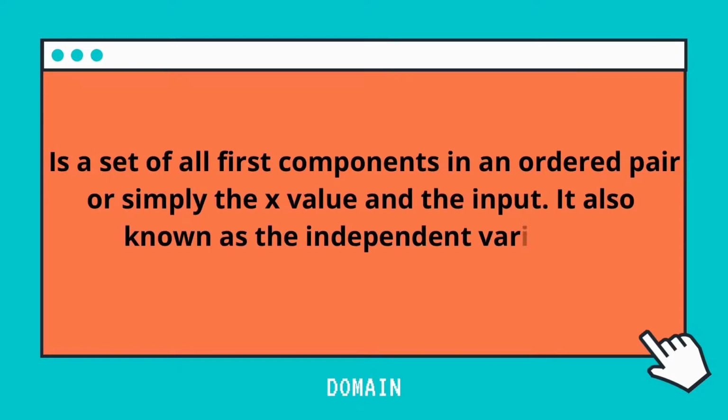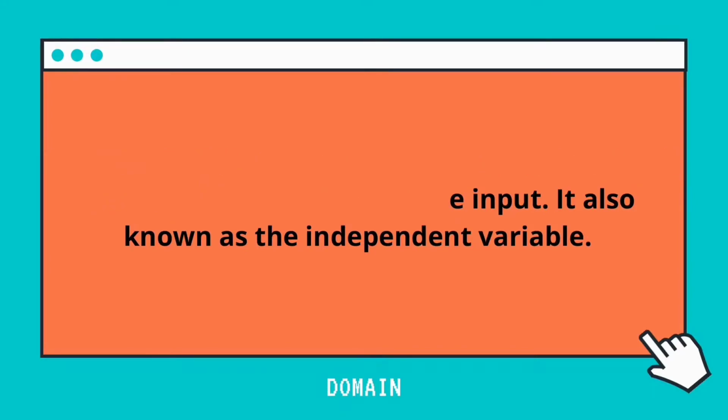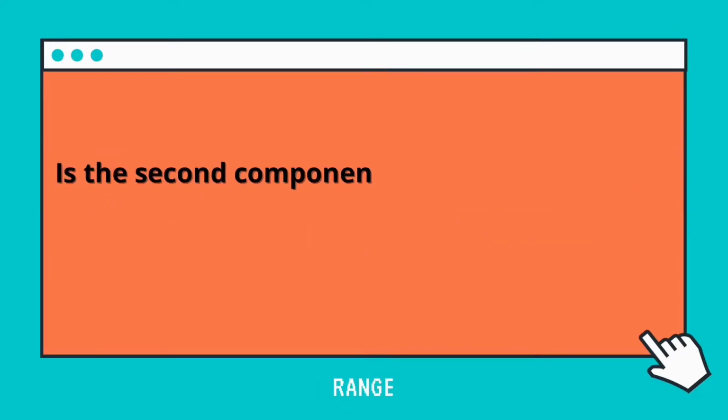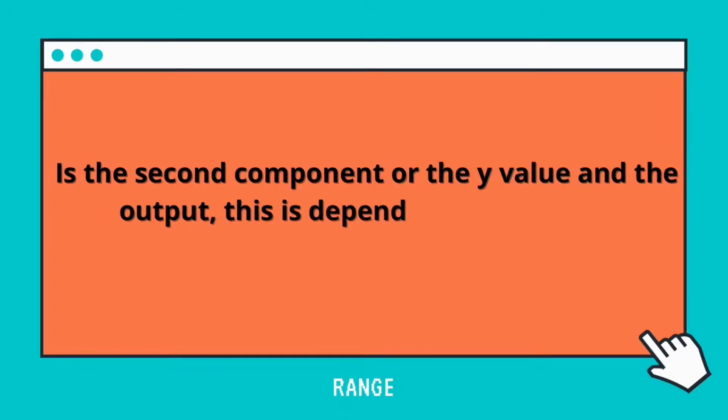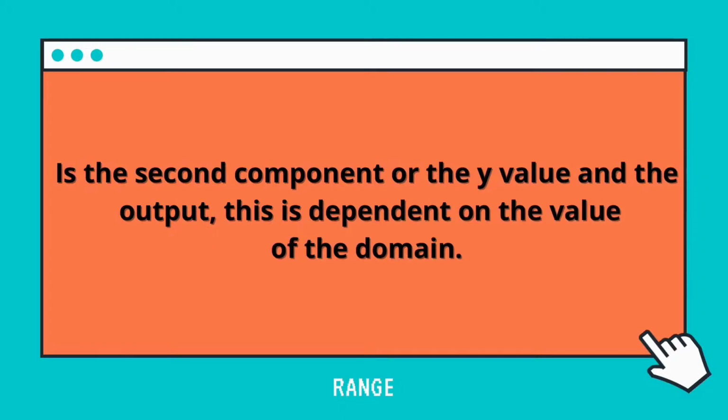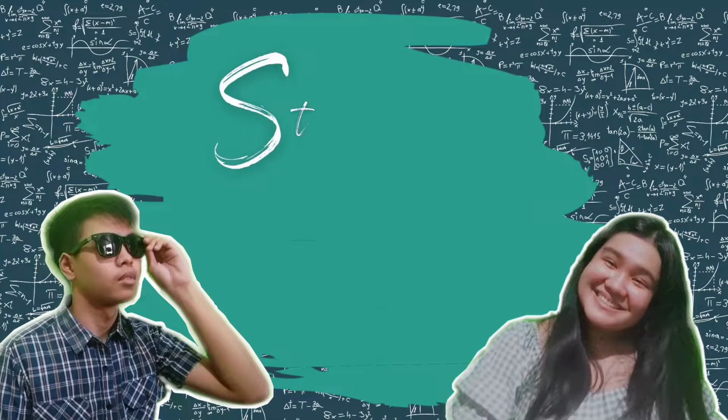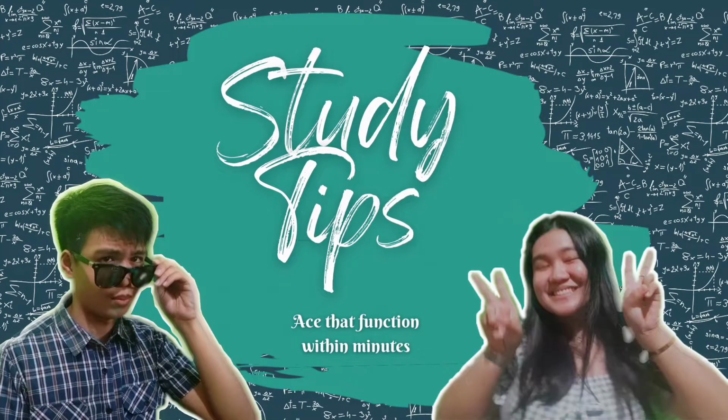and the input. It is also known as independent variable. Range is the second component, or the y value and the output. This is dependent on the value of the domain. For better understanding, here are some examples.